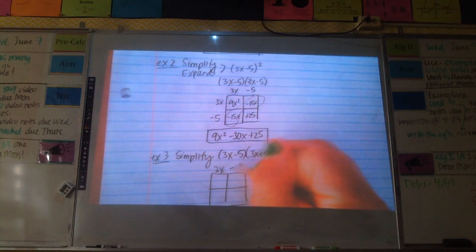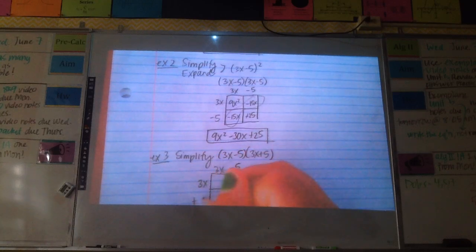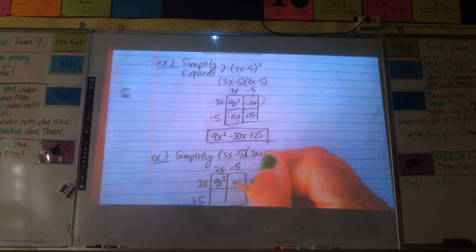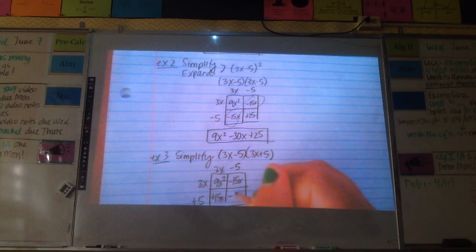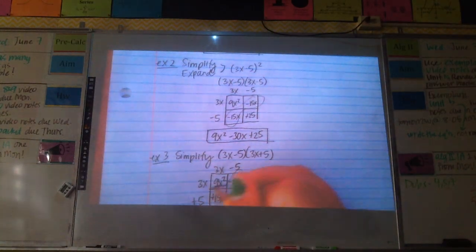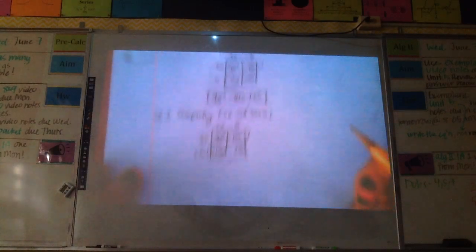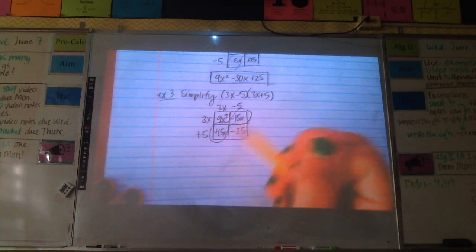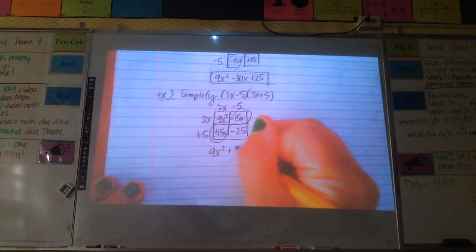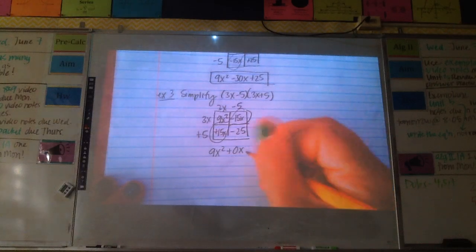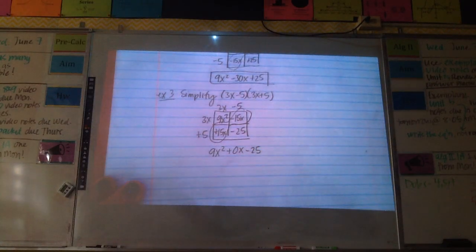Set up your box. Multiply to get the terms inside each box. Combine like terms. Oh, this is interesting. This time my like terms cancel out. So I get 9x squared plus 0x. There are none of them left, minus 25.